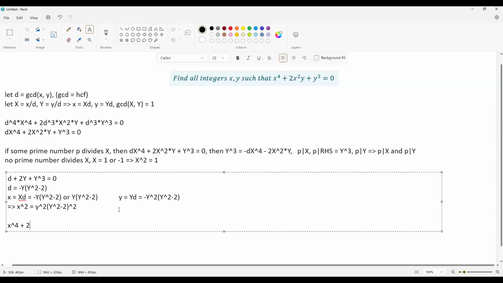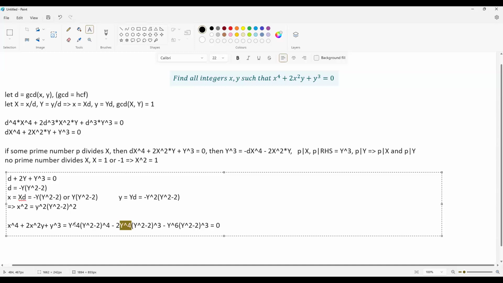x to the 4 plus 2x squared, this is the original problem. That becomes y to the 4 times y squared minus 2 to the 4, plus minus 2y to the 4 times y squared minus 2 cubed, minus y to the 6 times y squared minus 2 cubed, which is equal to 0.